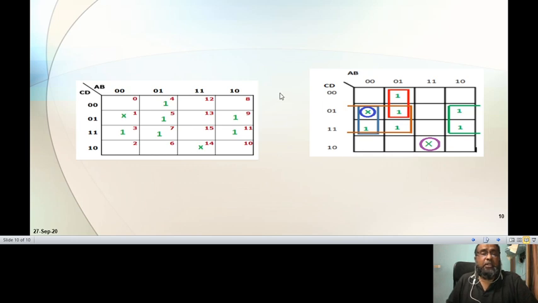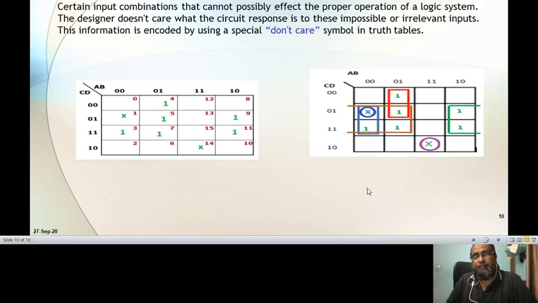Then there is an important thing that is called don't care conditions. In certain cases, even though certain terms are present, they will not affect the output of a circuit. So these input terms are known as don't care terms, which can give an output of 0 or 1, and it will not affect the performance of a circuit. So such terms are called don't care terms.